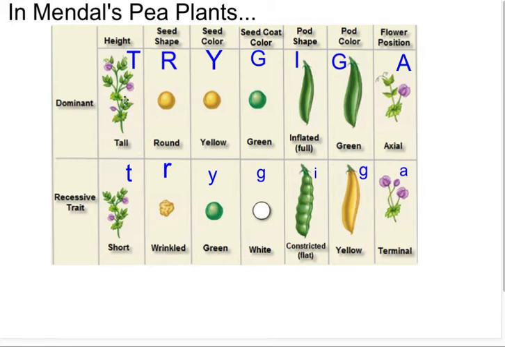Now, Mendel studied a lot of different things, not just height, but also the seed shape, the seed color, the seed coat color, the pod shape, the pod color, the flower position. And every dominant trait we give a capital letter to, and every recessive trait we give a lowercase letter to, even if it means we're saying that white is lowercase g. It's because green is dominant and it's capital G, so we use the dominant letter, okay? We will be going over some of these in class, but we're going to look at the tall trait right now.